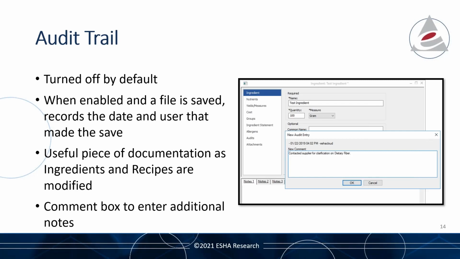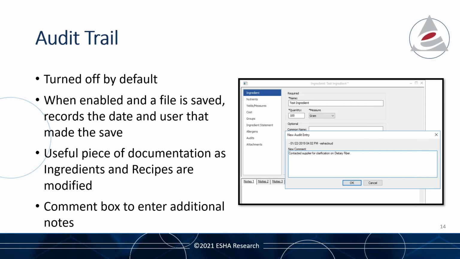The audit trail in Genesis is a setting that, when enabled, allows you to record a date stamp and user information, as well as a comment box to enter notes each time a save occurs. So this is a way to track any changes made by whomever in your organization and just keep a record of dates and who made any changes. Just a good idea if you have multiple people working with records to be able to trace those changes.